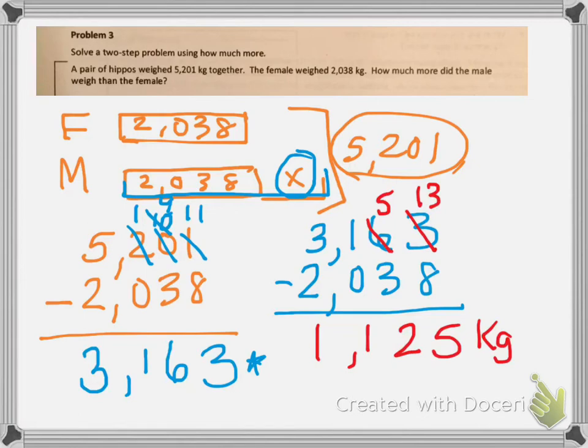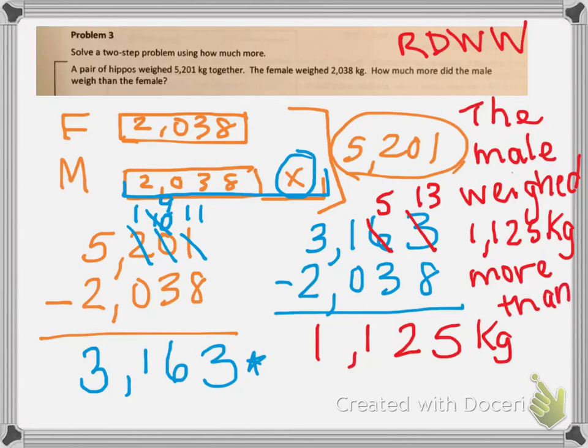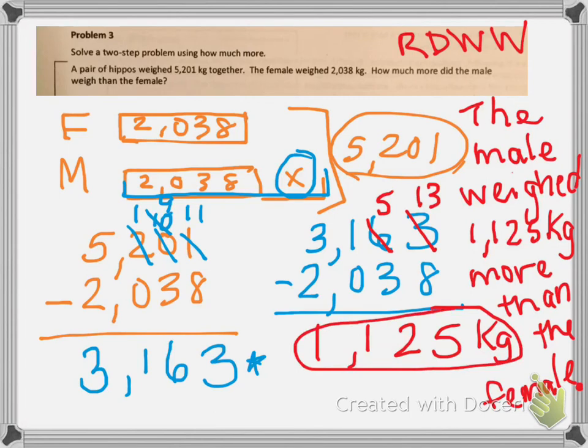Okay, so it's 1,125 kilograms difference. So how much more did the male weigh? RDWW, read, draw, write, write. The male weighed 1,125 kilograms more than the female. Sorry about my writing. Wasn't a really good place to write a statement, but you get what I mean. Okay? The male weighed 1,125 kilograms more than the female.